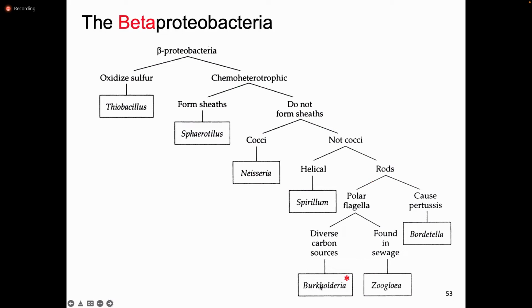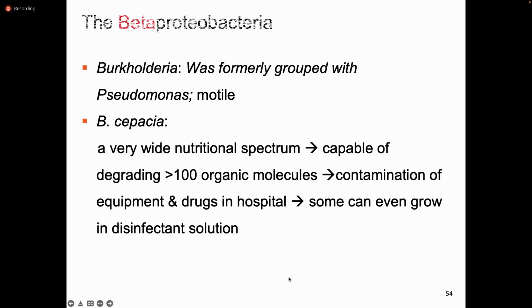Okay, now let's choose this Burkholderia. Burkholderia was formerly in Pseudomonas. Pseudo means false, monas, single-bodied bacteria, motile. Motile means moving. So it was originally called Pseudomonas. Now it's called Burkholderia. Burkholderia degrades a lot of organic chemicals.